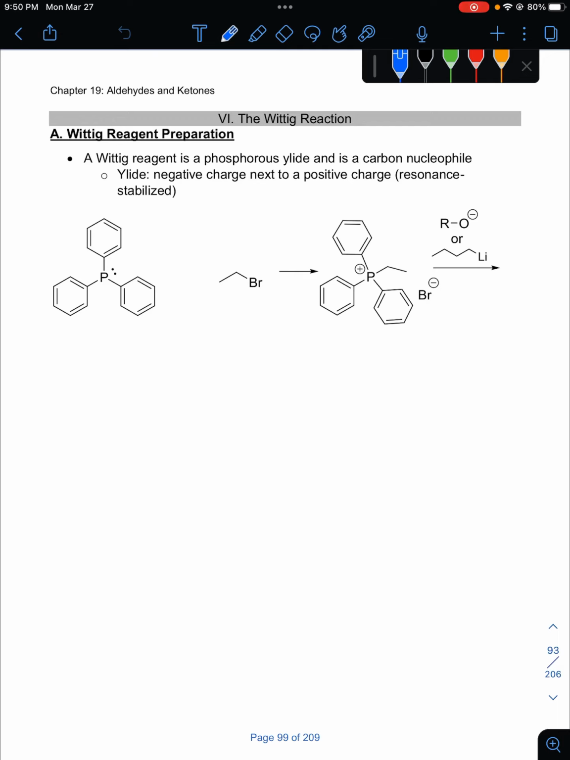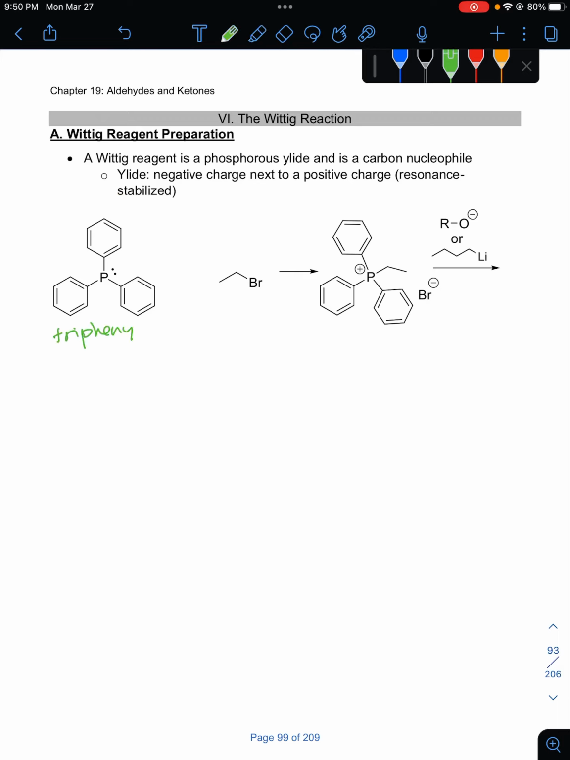But before we get into that, I just want to talk about how to prepare the Wittig reagent. It's like before we talked about the Grignard reaction, we had to talk about how to make the Grignard reagent. So let's talk about that. The ingredients are really three things, not all at the same time though. You need a triphenylphosphine, which is this thing, and you definitely want to know the structure of it.